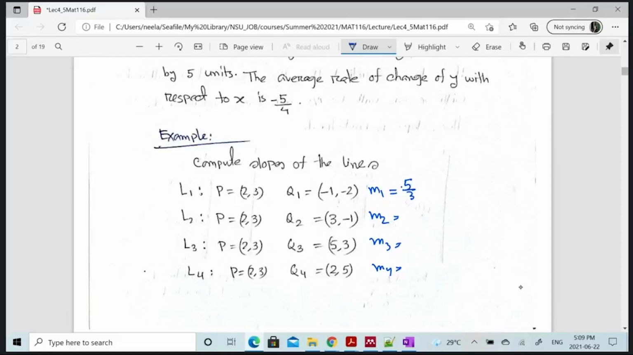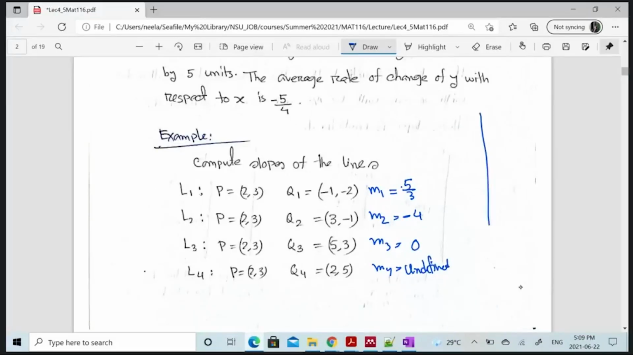What about line L2? Minus 4. Because x2 is 3 minus x1 is 2, so 3 minus 2 is 1. What about L3? 0. And L4? Undefined, because x2 minus x1 is 0.